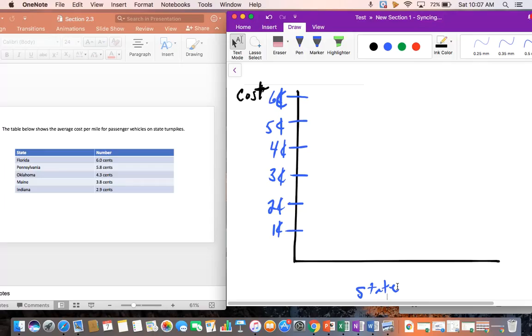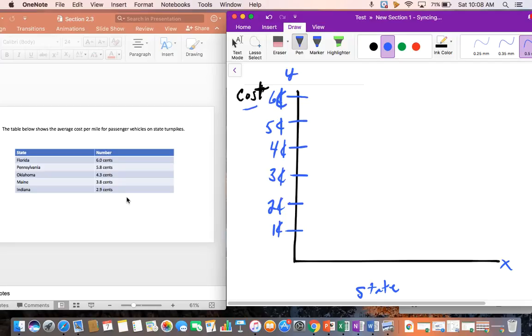All right, so just like before, I said the Pareto chart is going to be very similar to our histogram in that we're using a bar graph, so we want to create an X and a Y axis. So here's our Y axis, here's our X axis. Our y-axis will be our frequency if we're dealing with frequency, or in this case, since we're dealing with a cost per mile, it will be our cost.